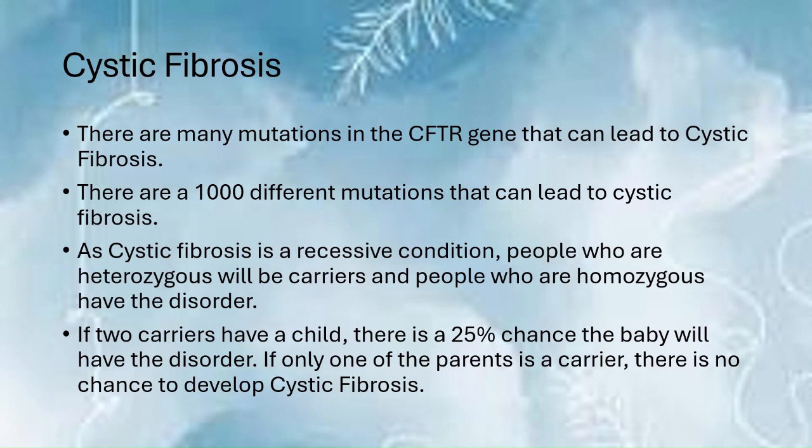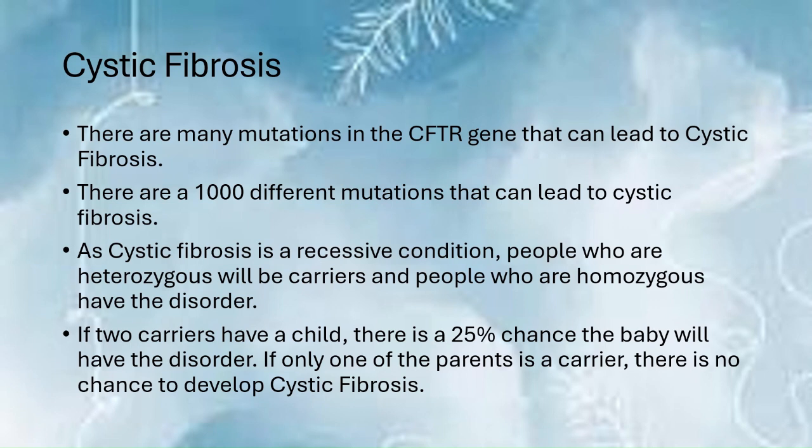As cystic fibrosis is a recessive condition, both the alleles present should be recessive. People who are heterozygous will be carriers, and people who are homozygous will have the disorder. You need to be homozygous recessive to have the disorder. And just to remind you guys, heterozygous is when you have one dominant allele and one recessive allele. So if two carriers have a child, there is a 25% chance the baby will have the disorder. And if only one of the parents is a carrier, there is no chance of developing cystic fibrosis.